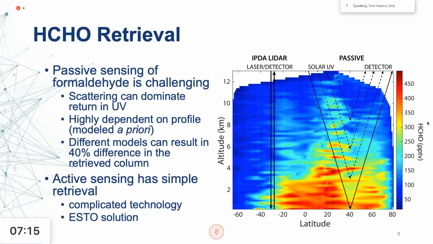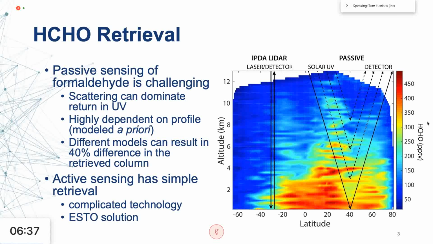So the path length of the scattering is ill-defined. It's not just from the top of the atmosphere to the ground and back. It has hundreds, if not thousands, of different pathways to get to the detector. And in order to retrieve the amount of formaldehyde in the atmosphere, you have to know the distribution of formaldehyde. And that's based on a modeled a priori. The problem is it's so highly uncertain that it's very hard to get formaldehyde right. If you have two different a prioris, you can get different answers for formaldehyde, as much as 40% difference.